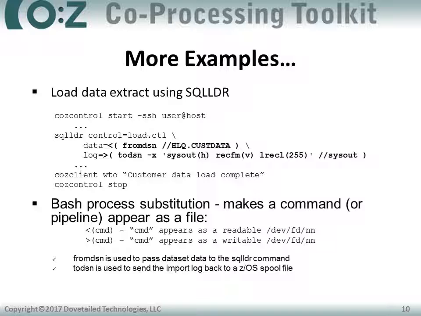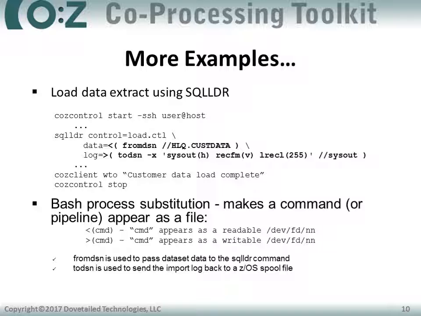This next example is more complicated because it uses process substitution. SQL Loader is a utility used to load data into an Oracle database. The SQL Loader utility expects a file as input. Pipes and redirection cannot be used. We could transfer the dataset to a temporary file and provide the temporary file to SQL Loader, but process substitution is a much cleaner solution.